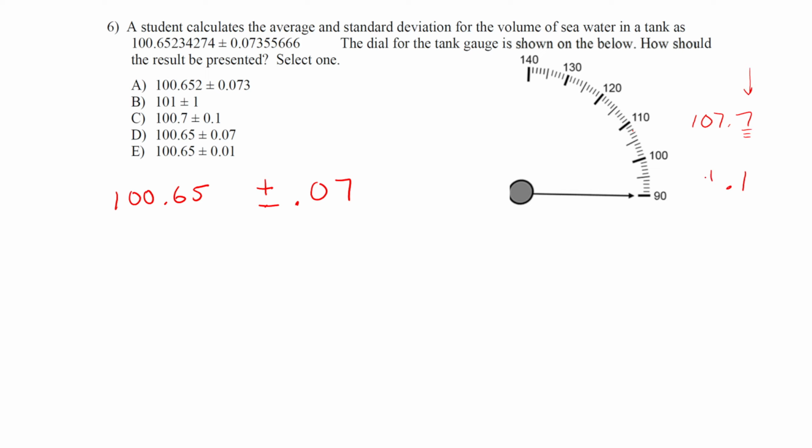So our instrument error is plus or minus 1, which is larger than that number. So that 5 will round up to 6, and we'll get 7. That is the answer, because that is underrepresenting our error.